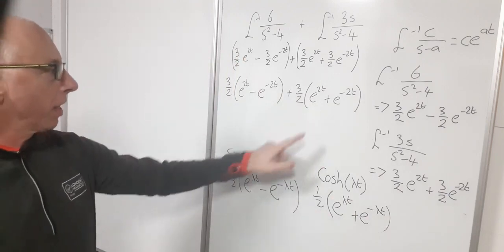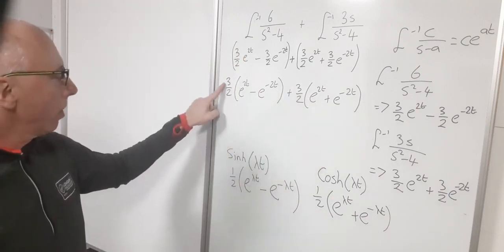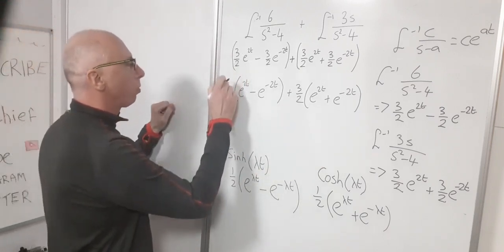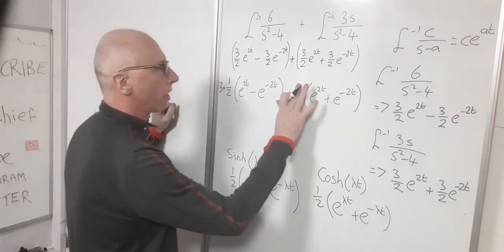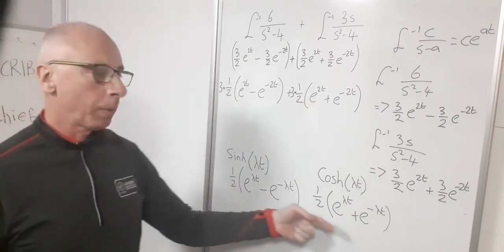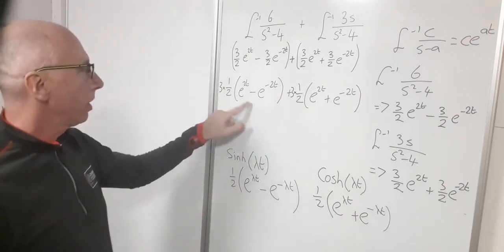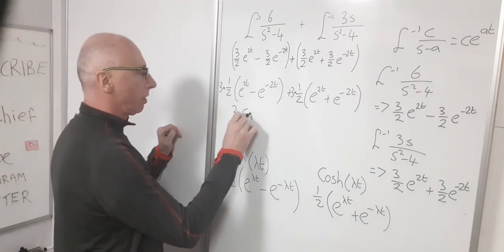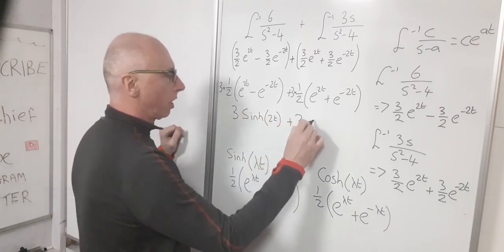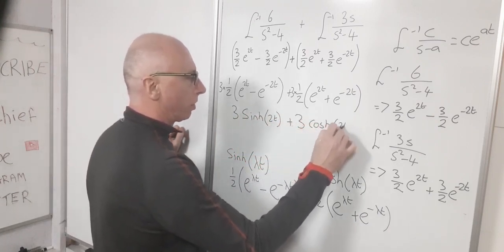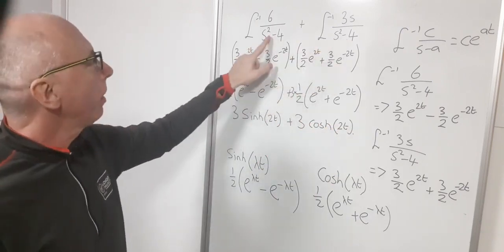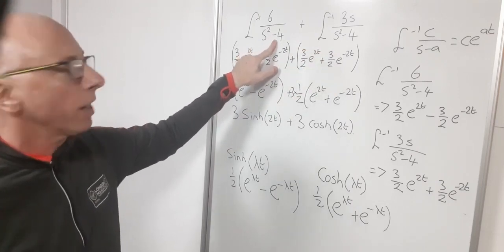Now here I've got very similar things going on. So here I've got 3 over 2, and here I've got 3 over 2. So what I could do is change these to 1/2s and multiply by 3. That will be legitimate, I could do that. So then using my exponential identity here, this result now becomes 3 sinh of 2t plus 3 cosh of 2t.